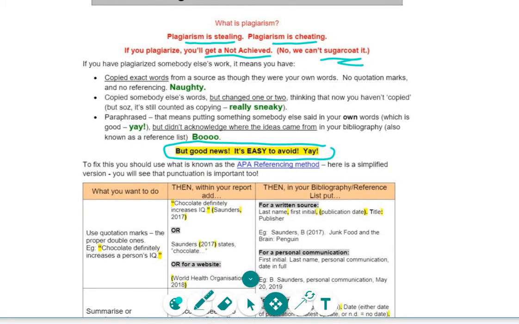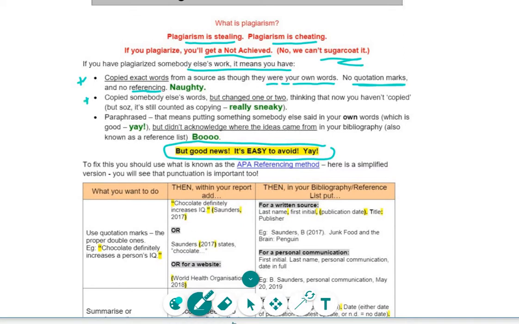Okay, so if you have plagiarized somebody else's work, it means you have copied exact words from a source as though they were your own. So you're not using quotation marks, you're just copying them. And there's no referencing either, so that's just ridiculous. Don't do it.